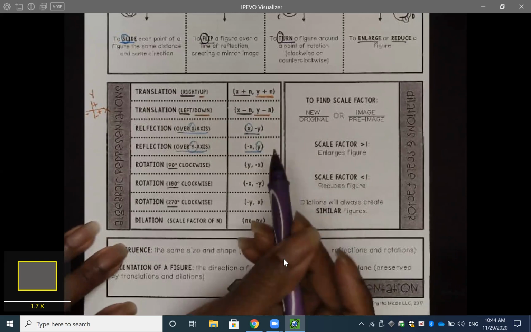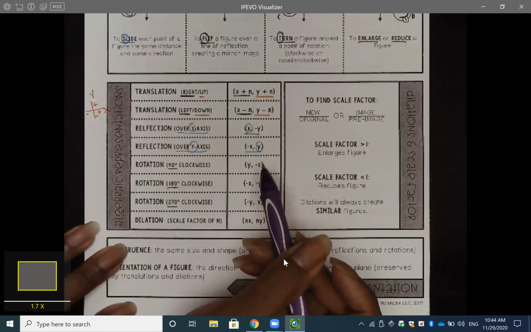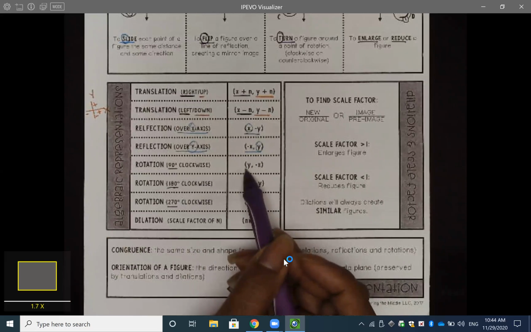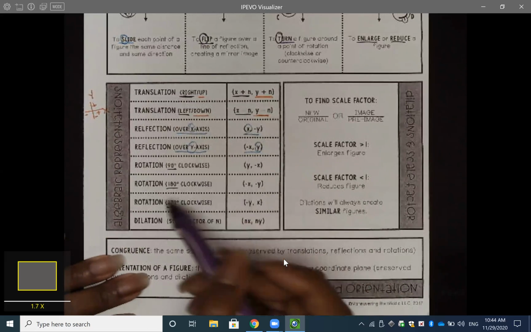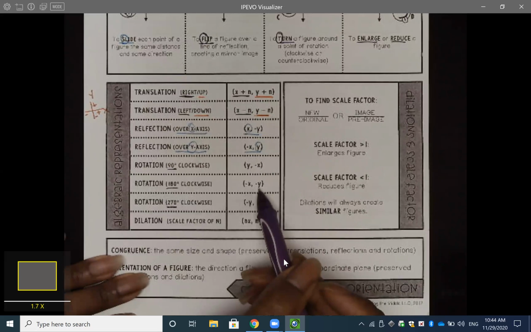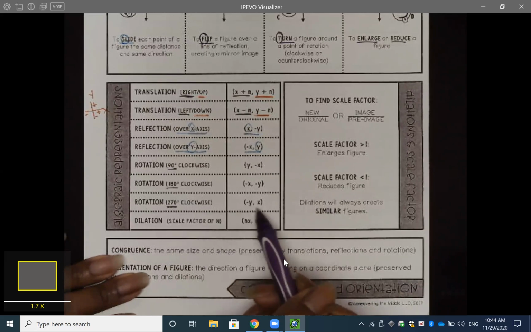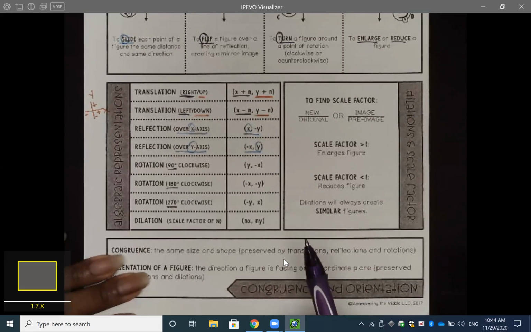I'm not going to go into detail with these because we're going to learn about rotations on rotation day, but these are the rules. So if you do a 90-degree clockwise, your y comes first and your x becomes opposite. 180, your x and y stay the same, but they both become opposite. And 270, your y comes first and becomes opposite, and then your x afterwards.